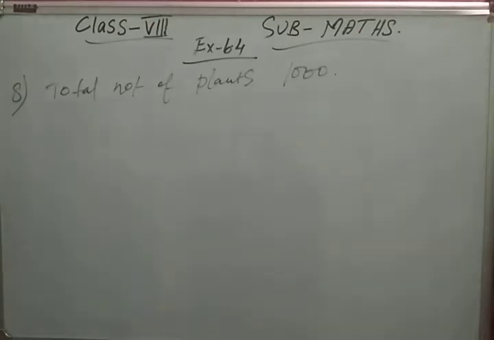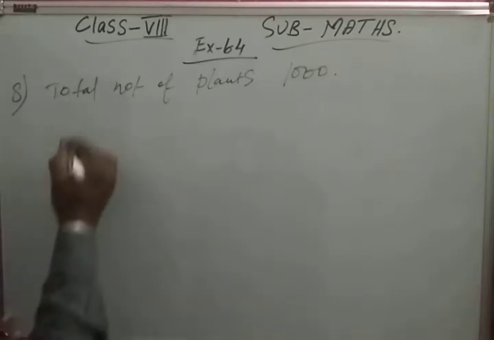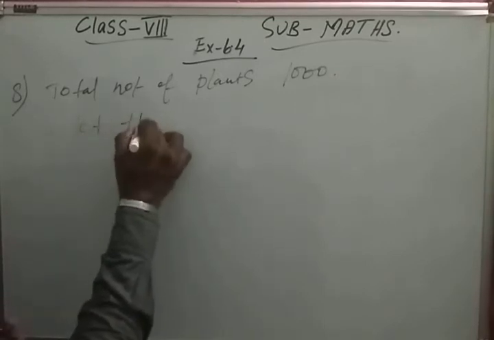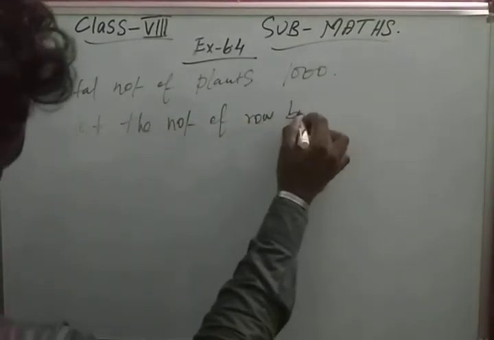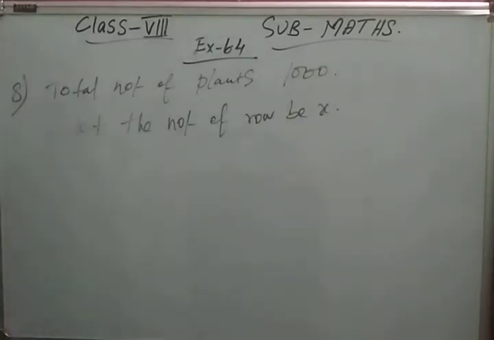So here they have asked you to solve it and find how many plants are needed. Let the number of rows be x.